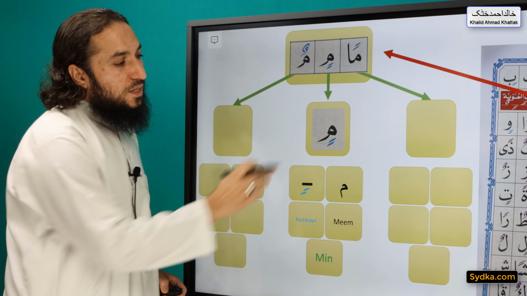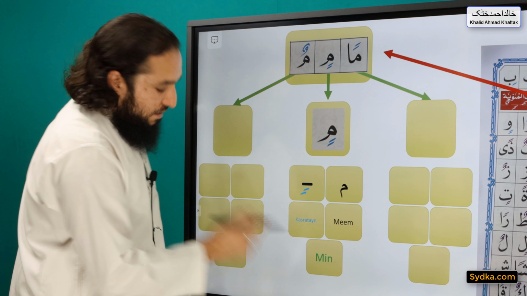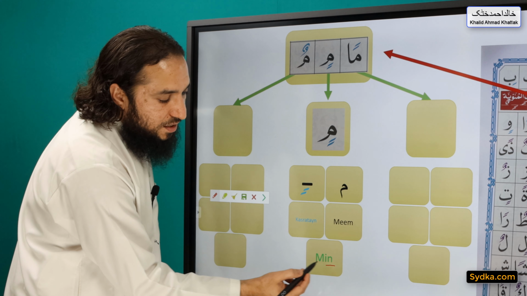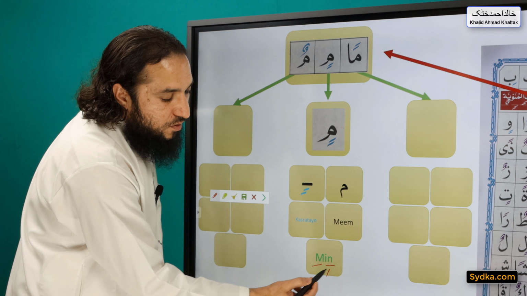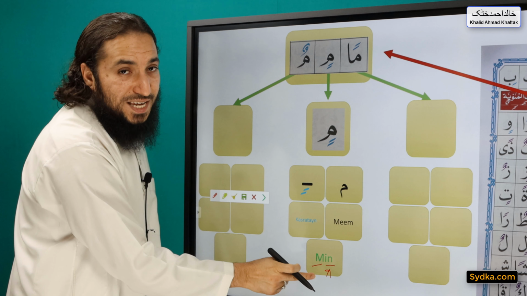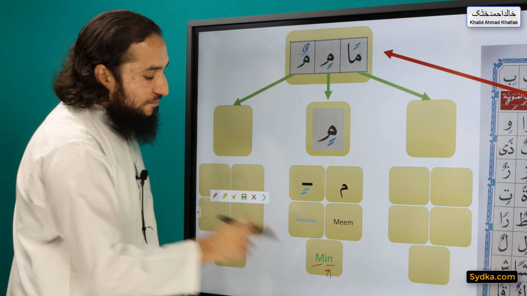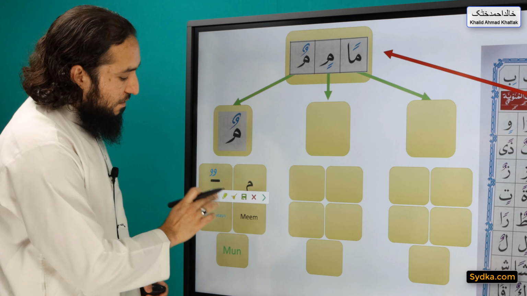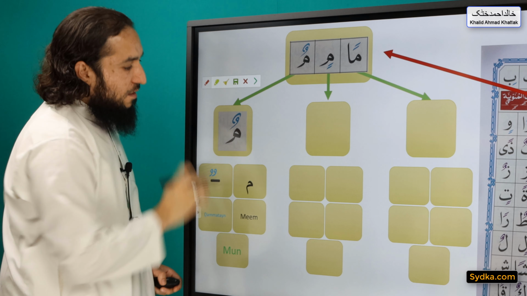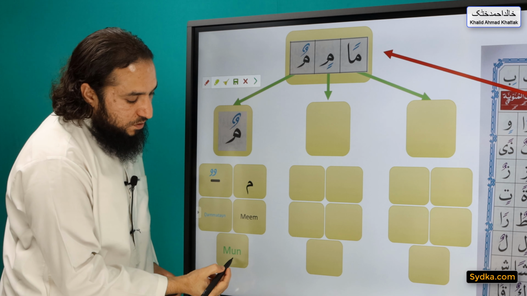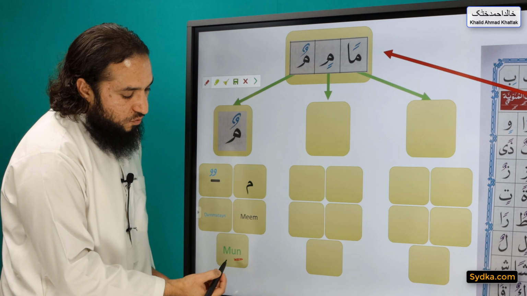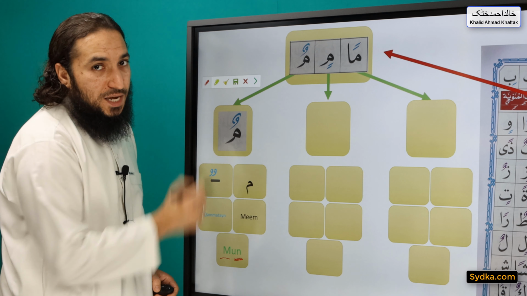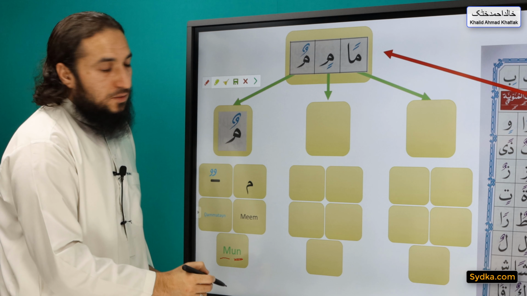If you go to the next one, mim kasratain min. In this case, the kasratain adds the sound of in. Mim kasratain min. If you go to the third one here, mim dhammatain mun. This is actually the sound of u and un, and it adds to the mim. Mim dhammatain mun.